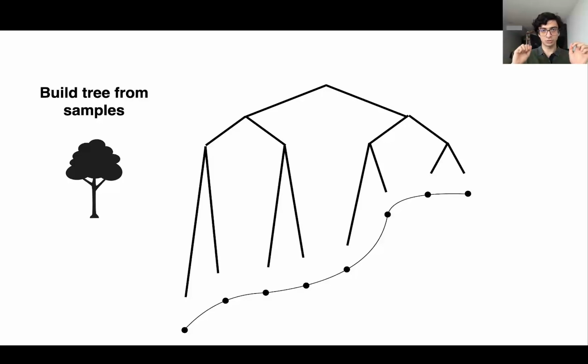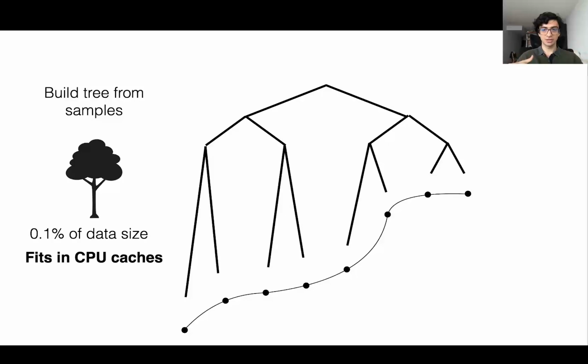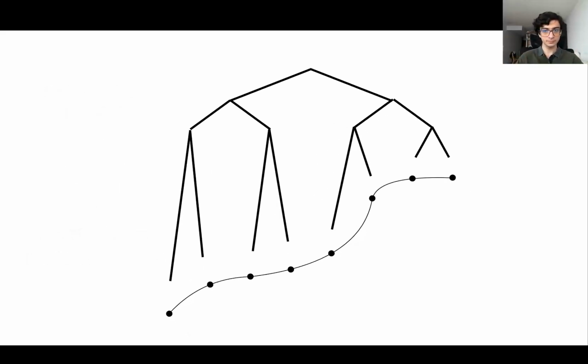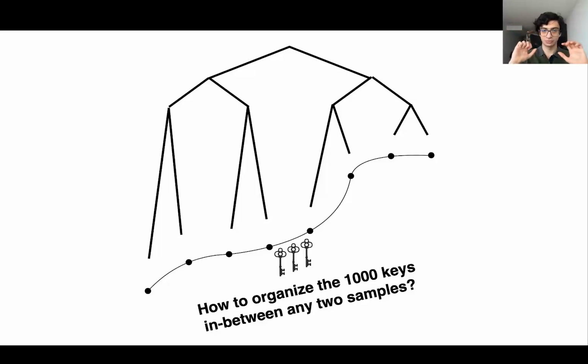First, we're going to store our samples in a tree. This tree is going to be super small because it only contains 0.1% of the data size, since we're sampling every 1,000th key. In fact, it's so small that it oftentimes fits in CPU caches. So the only thing we really have to talk about is how we organize the 1,000 keys that we have in between any two samples.